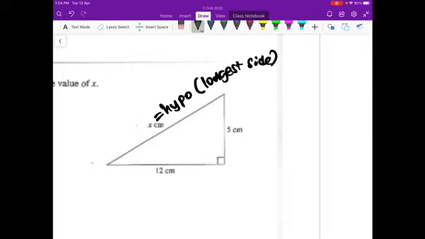Nobody help. Where is the opposite? One fast question. Don't say anything. We have identified the hypotenuse. Where's the opposite?